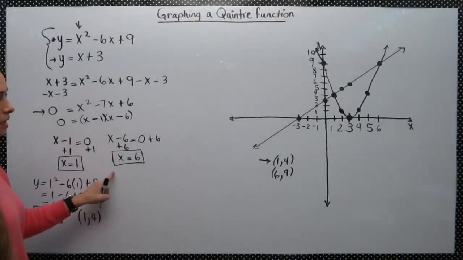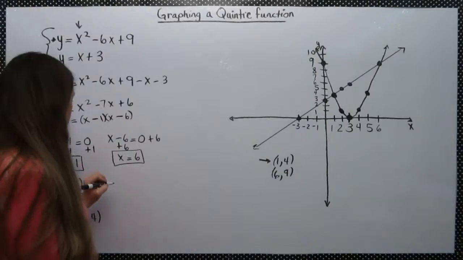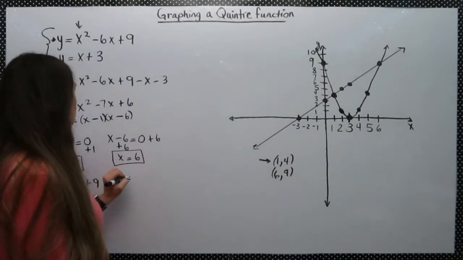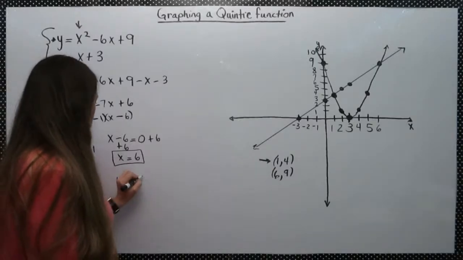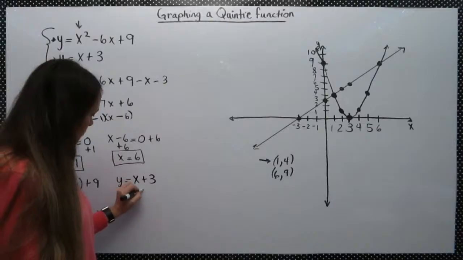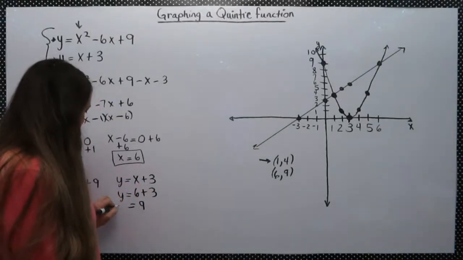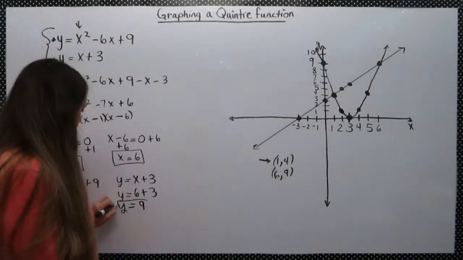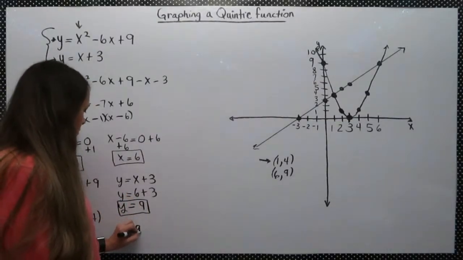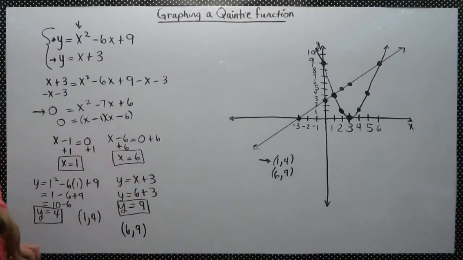All right. And then 6, we can use the bottom one just to show you that both of them work. y equals x plus 3. When x is 6, you get y equals 6 plus 3, and that is 9. So y equals 9 when x is 6. So we've got that ordered pair, 6, 9. The x component and the y component. All right, good.